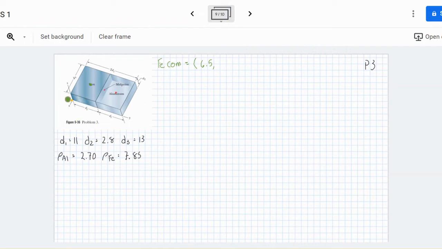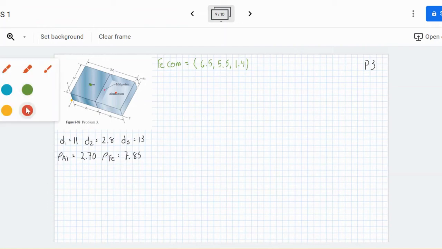In the y direction, that's this way, well, the iron center of mass is halfway between this edge and this edge. We know that's 11, so it's at 5.5. And then in the z direction, up and down, it's halfway up. So if the total up and down is 2.8, this would be 1.4. So this is the iron center of mass.